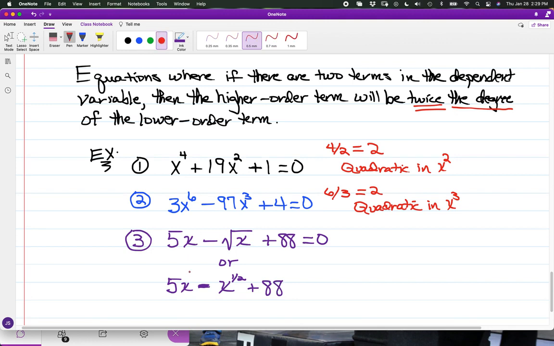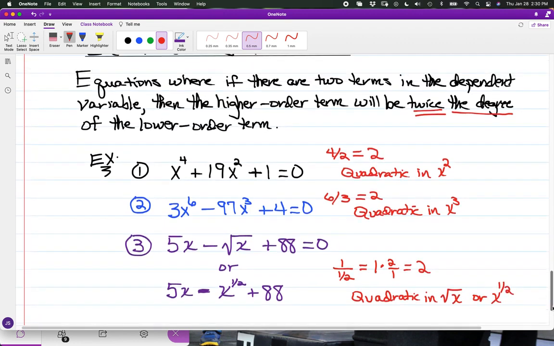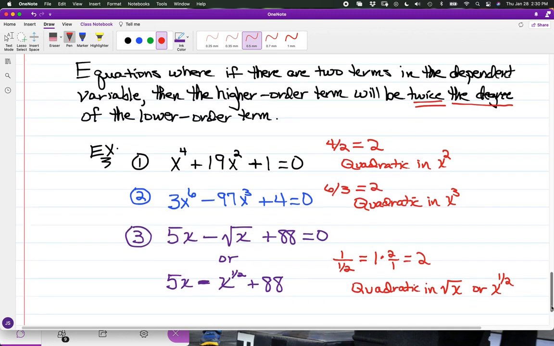And guess what? Comparing the degrees, for 5x you have x to the first order, and we have 1/2. And 1 divided by 1/2 comes out to a 2 to 1 ratio, which is going to be 2. In this particular case, you're going to have it be quadratic in the square root of x, or x to the 1/2. Right, so these are just samples of equations that are quadratic in form.